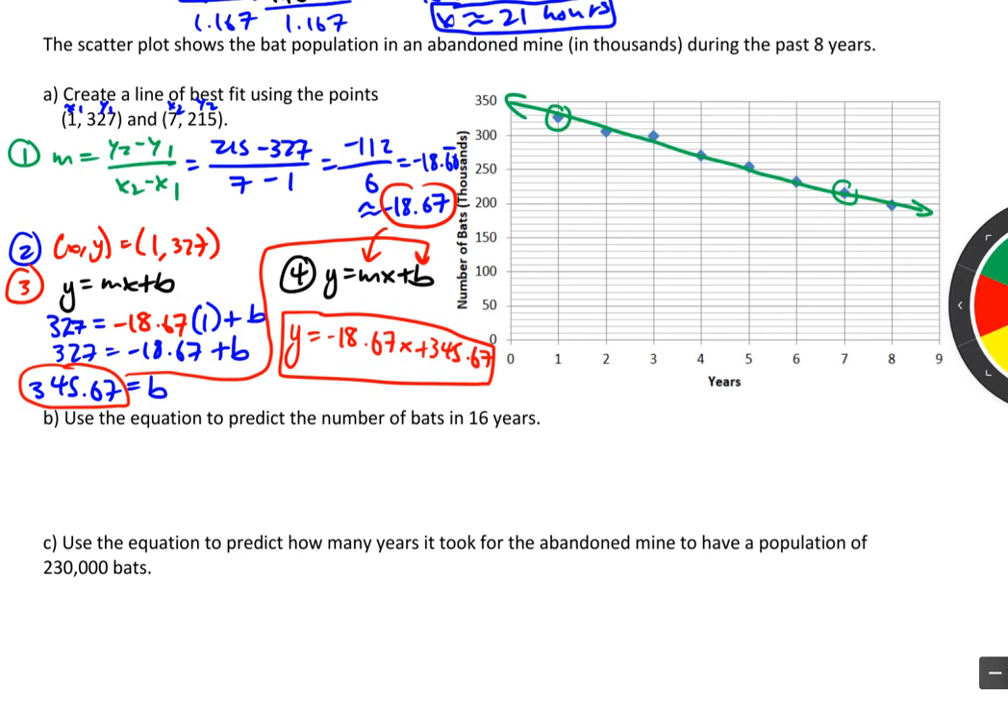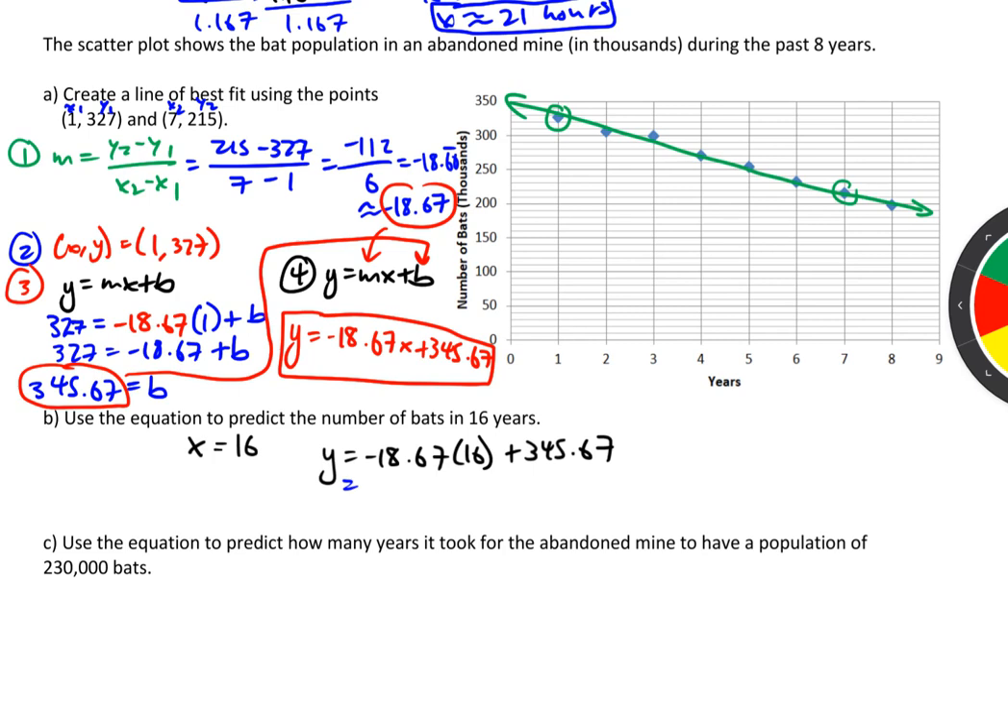Okay. Now we want to use the equation to predict the number of bats in 16 years. We cannot really see it, because after 16 years it's going to go off the page here. But just by looking at this, it should be kind of low, as you can see, a decreasing trend. So in this case, 16 years means the number of years that has passed is 16. So x equals 16. Now we're going to use that equation. So y equals negative 18.67 times 16 plus 345.67. And basically we're going to go ahead and calculate.